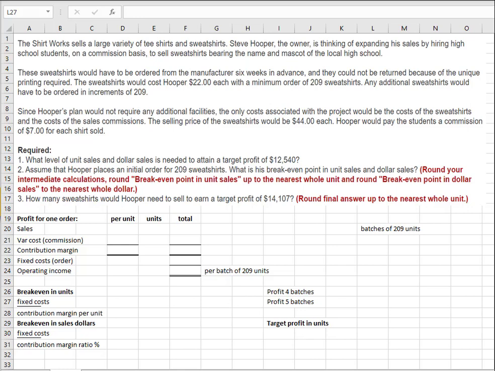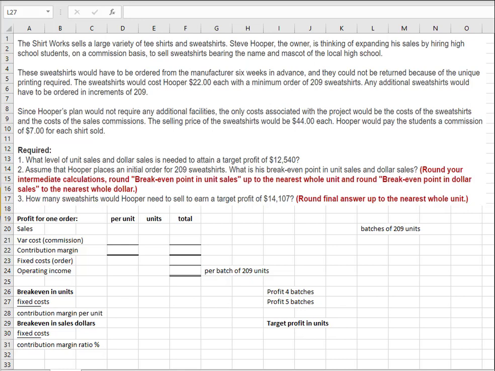So we have a little bit of an unusual problem here because we have a minimum order. So that's not a variable cost because you can't buy them one at a time as activity moves around. So from 0 to 209, it's fixed. 210, you have another chunk of fixed costs coming along. So it's kind of a step cost.